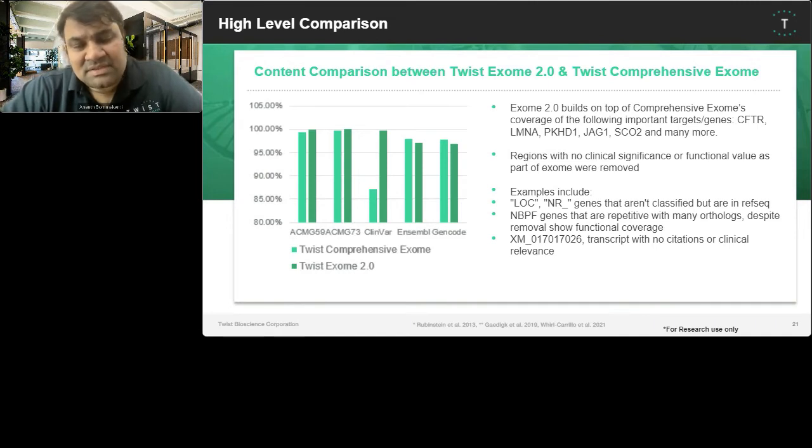So that certain content can be removed and new content can be added as such. But at the same time, we are trying to work on bringing out a spike-in panel. So just in case you're already using the Twist comprehensive exome, and you want to switch to Exome 2.0 and don't want to miss out on the regions that are already present in our comprehensive exome, we are working on a spike-in that you can use for ensuring that you get the answers that you're looking for.